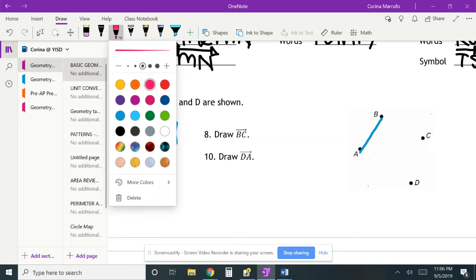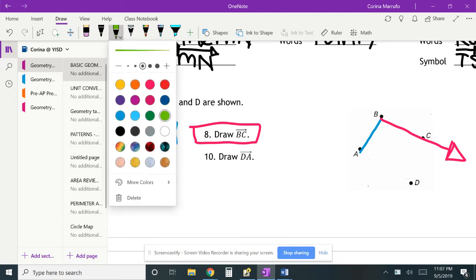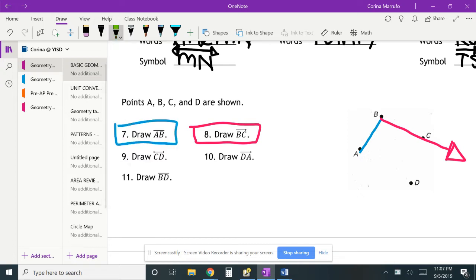On the next one, draw a ray starting at B and going through C. That's what number 8 is saying. So we're going to start at B and we're going to go past C. And since it's a ray, it's going to go on forever after C. The next one is draw CD. So when we're drawing CD, it is a line, so it's going to go forever in both directions. And this is what it would look like.